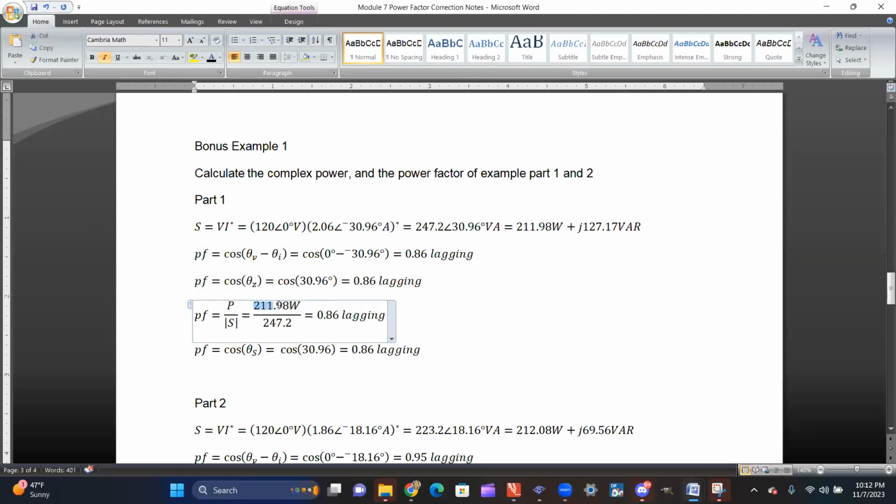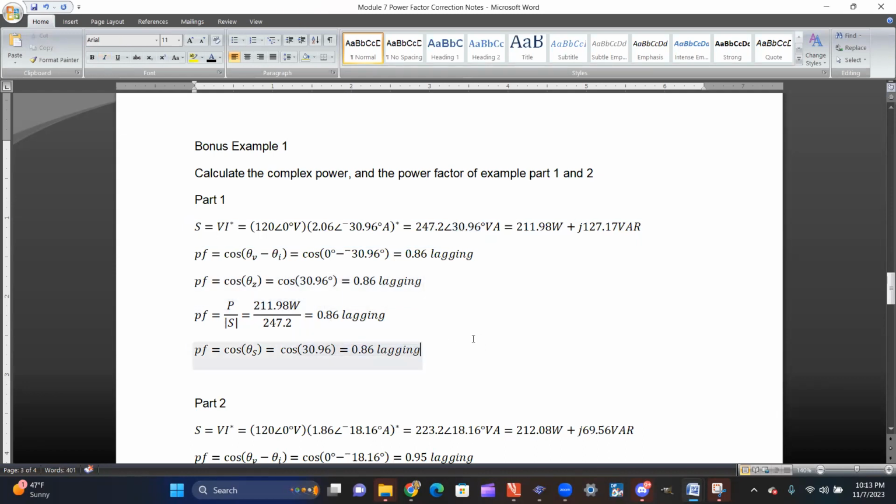So we get our P from up here divided by the apparent power, which is the magnitude of the complex power, and you get the same thing. Likewise, one other formula you could have used is the cosine of the complex power angle, which is right here and happens to be the same angle as the impedance. And you get the same thing.